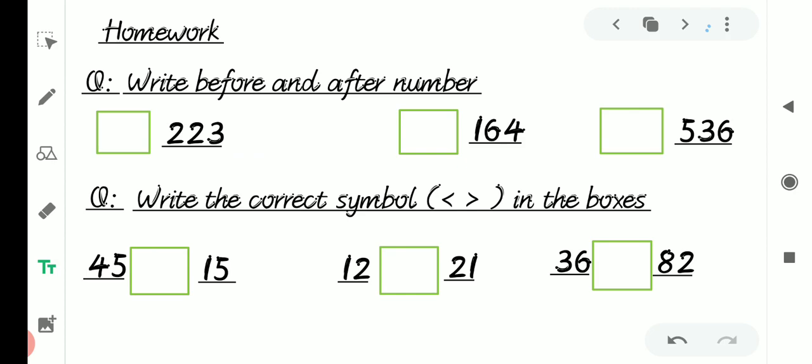And the next question is, write the correct symbols in the boxes. These are the signs given over here. You have to write the signs accordingly. How will you write the greater than and smaller than signs? Okay, this is the homework for you, so you have to solve it at home.